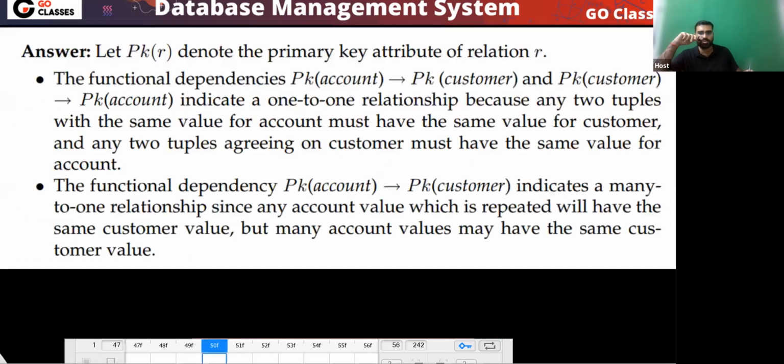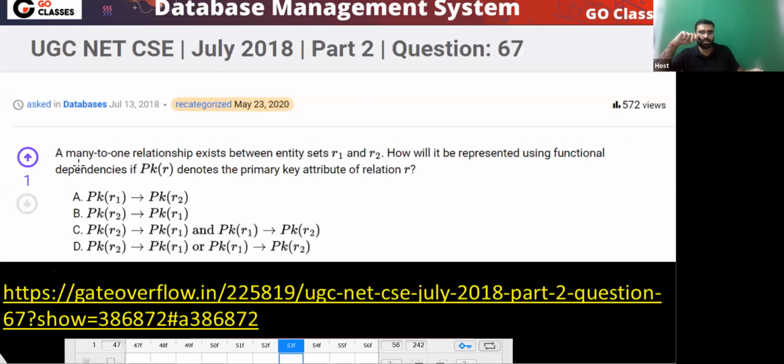Okay. Anyway, let's solve this question. So tell me the answer. The question is very simple: a many to one relationship exists between R1 and R2. For example, this R1 can be students and this can be course.